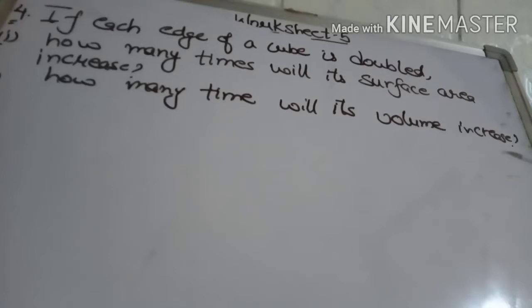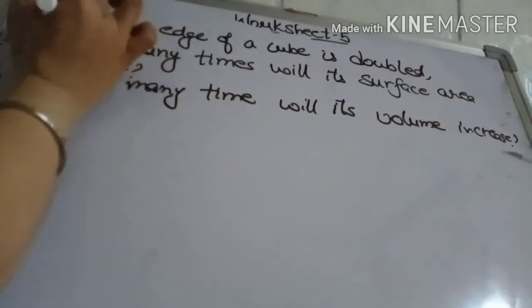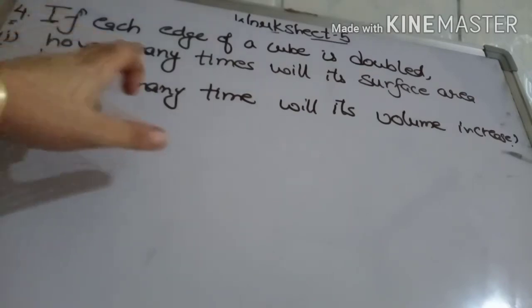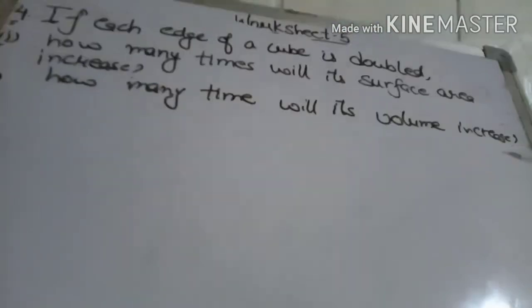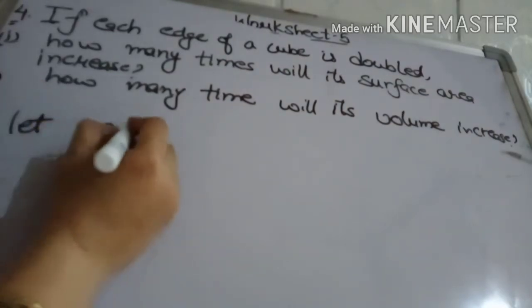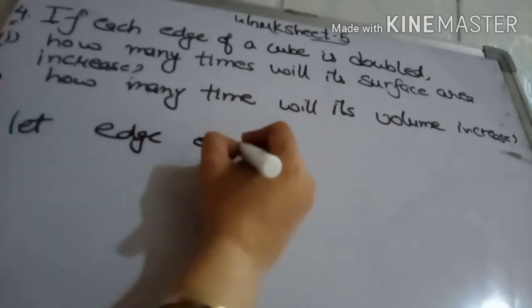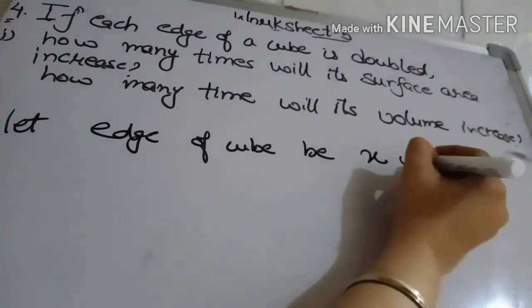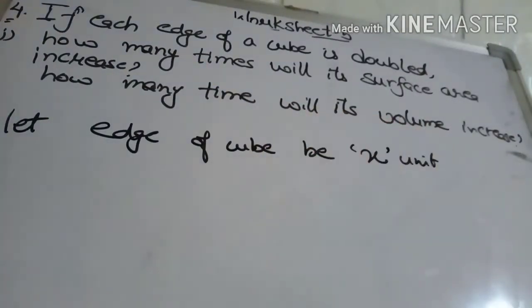Let us start solving sum number 4. If the edge of a cube is doubled, how many times will its surface area increase? Part 2: how many times will its volume increase? Let us see. Let the edge of the cube be x unit. It may be meter or centimeter, so that's why I have written unit here.